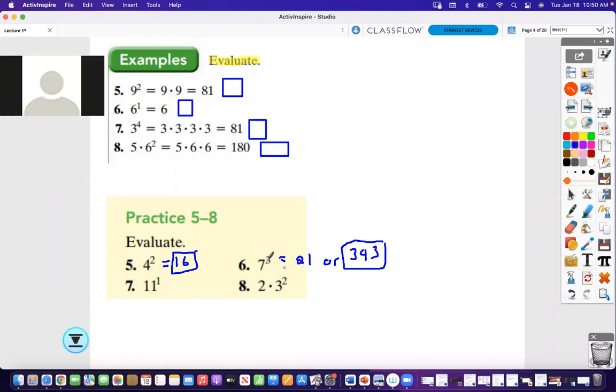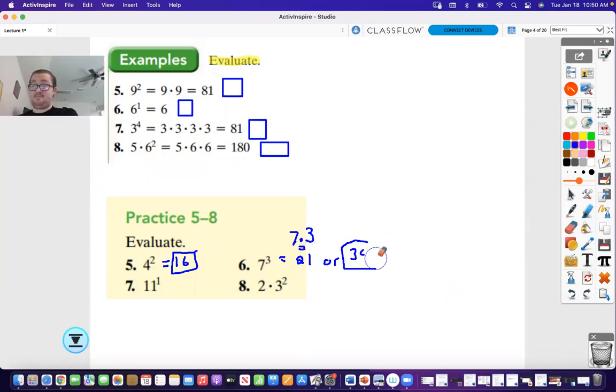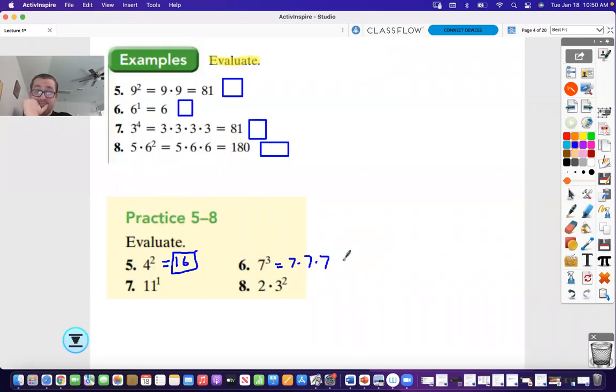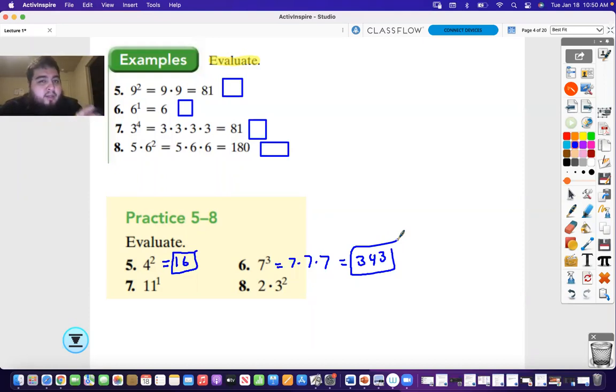Whoever got 21 did 7 times 3. Yeah, 7 times 3 is 21. But is 7 cubed the same thing as 7 times 3, class? It is not. We know that exponential notation is the same thing as repeated what operation? Yeah, multiplication. So 7 cubed is the same thing as what times what times what? 7 times 7 times 7. And multiplying 3 sevens does give you 343.